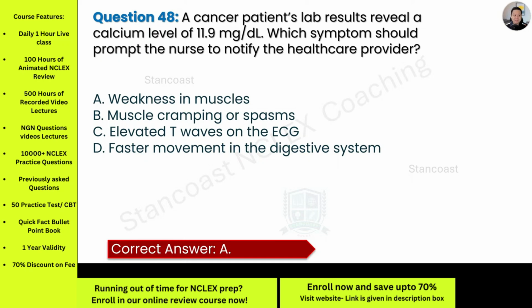Now, if you select the letters B, C, and D, these are all incorrect. The muscle cramping or spasms are linked to the hypocalcemia, not hypercalcemia. Letter C is also incorrect. What we are going to expect here, the peaked T waves are associated with hyperkalemia, not high calcium. And for letter D, faster movement or increased peristalsis is also unrelated to hypercalcemia.